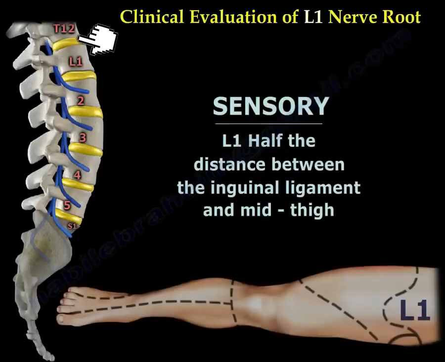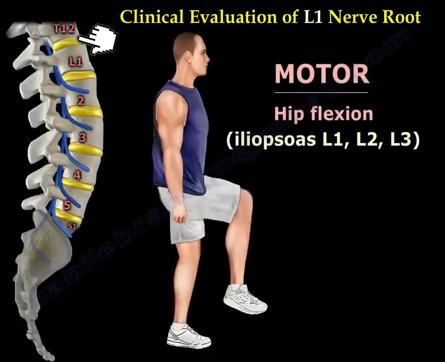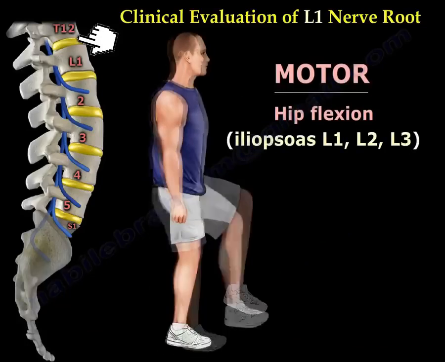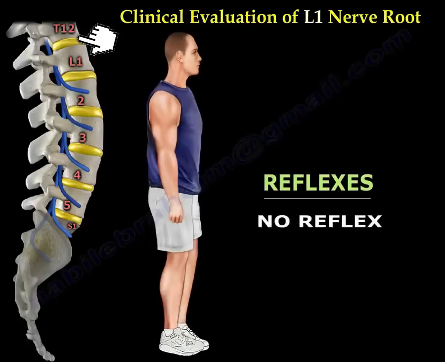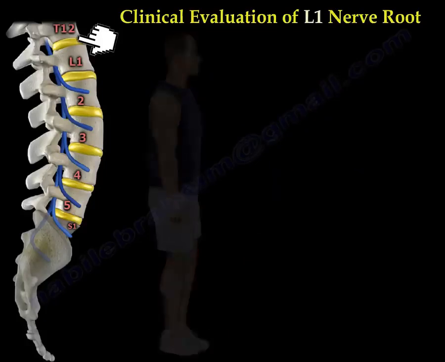We start with the sensory. The sensation of L1 is half the distance between the inguinal ligament and mid-thigh. Motor: hip flexion comes from the iliopsoas, L1, L2, and L3. There is no reflex for L1.